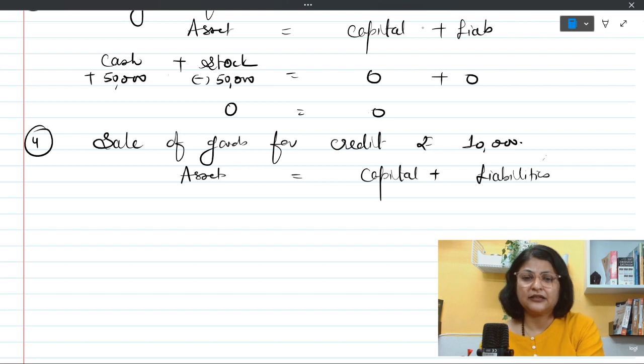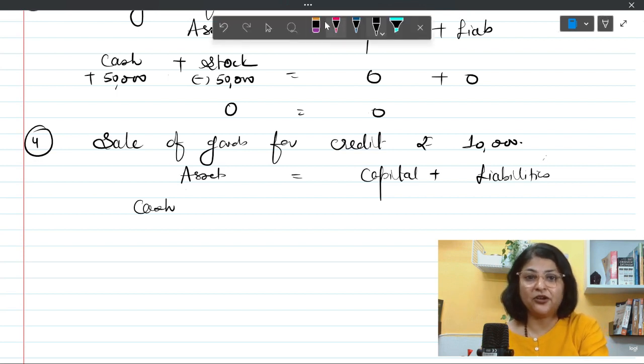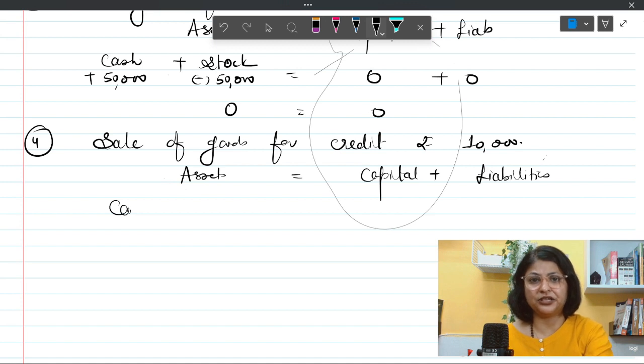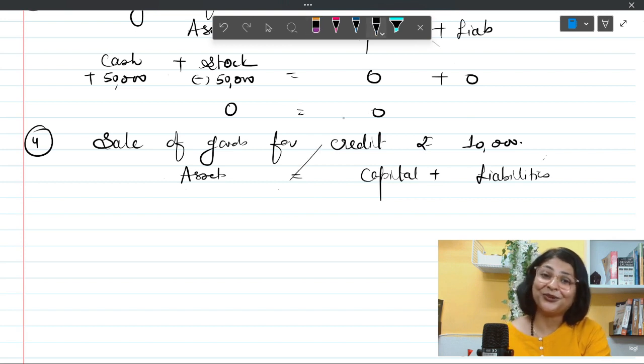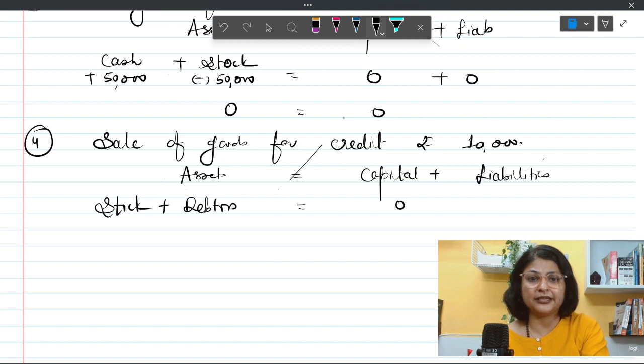liabilities. Here under assets you have cash. Now this time I will not write cash because cash is not coming. You have sold goods for credit. So you are going to write stock and debtors. The asset that is going to be created over here is your debtors, which is also known as trade receivables. So I will write stock, or you can write inventory also, and debtors. You are selling goods on a credit basis. That is why it is generated.